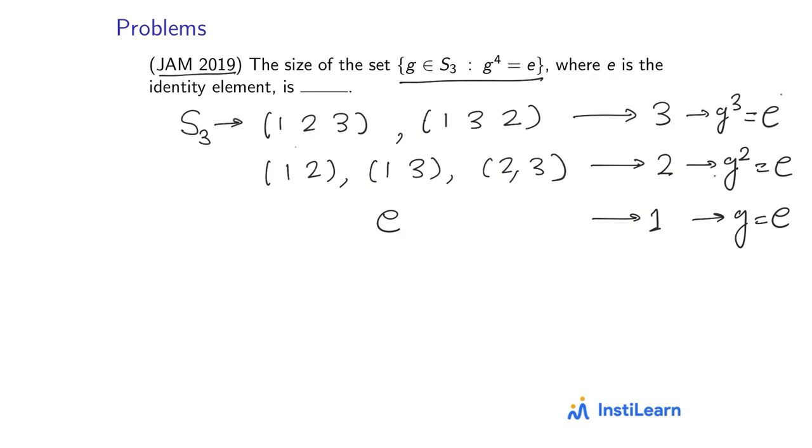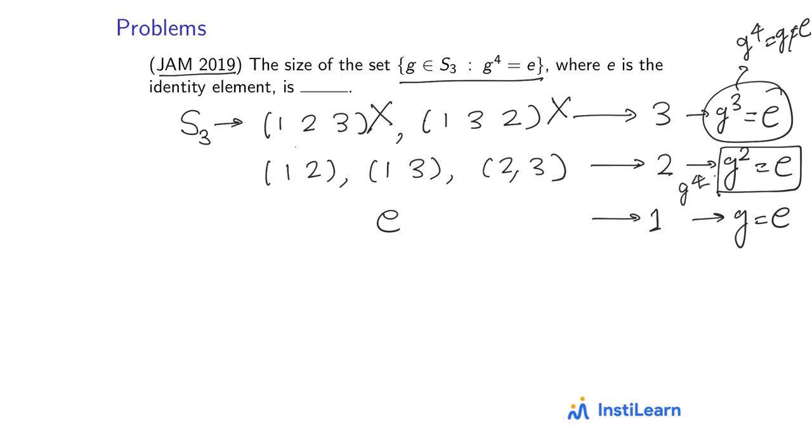So you can see that if g cube is identity, it means that g to the power 4 is g and not identity. Okay, so these elements can't be in this set. Now if g square is identity, then g to the power 4 will also be identity, right? So these elements can be in the set, and if g is identity, again g to the power 4 is identity. So the identity element is also in this set. So there are 1, 2, 3, 4 elements in this set.